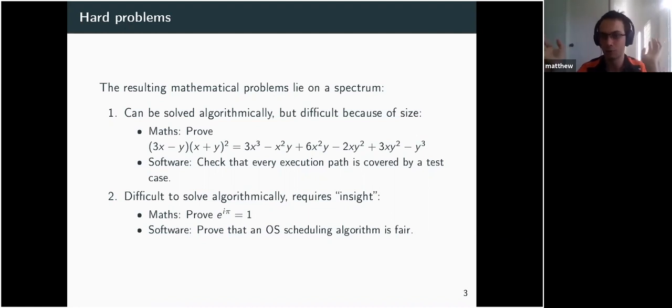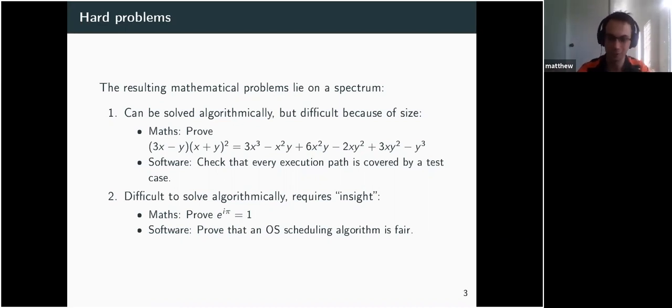In software, you might want to prove that an OS scheduling algorithm is fair, in inverted commas. So that every program gets no more than twice the amount of time on the CPU than any other program, for instance, over a long period of time. And proving these properties requires insight.